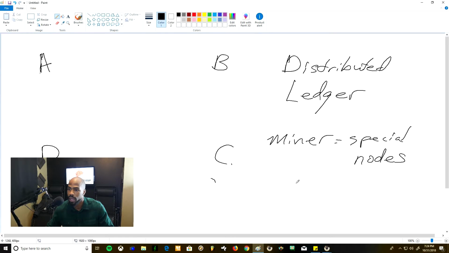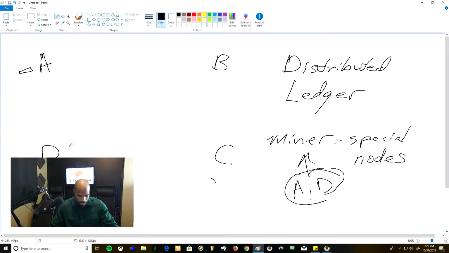Let's assume that A and D are the miners. So A and D are the miners, okay? A has a special node and D has a special node, okay? So A and D are the miners, and C and B are just going to be on the transaction, or they're going to be on the chain, but they're not miners, okay?